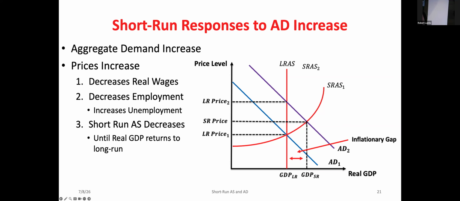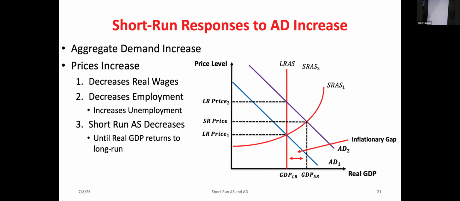Now, over time, because we expect the prices to increase, that's going to decrease real wages, decrease employment. So for short run aggregate supply, if we see a decrease in employment, that's going to mean we don't have as many people working. We're going to see cyclical unemployment push us back to where we have a lower short run aggregate supply.